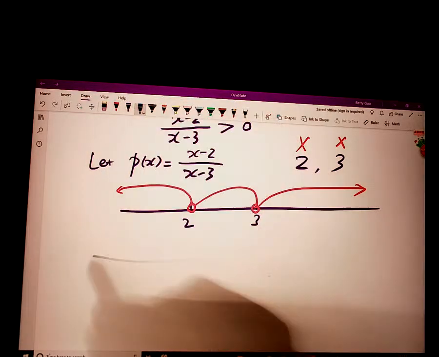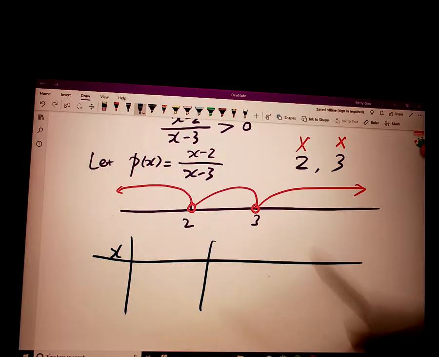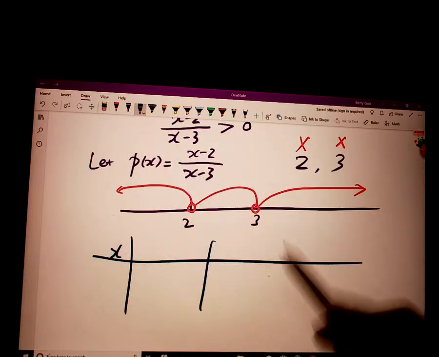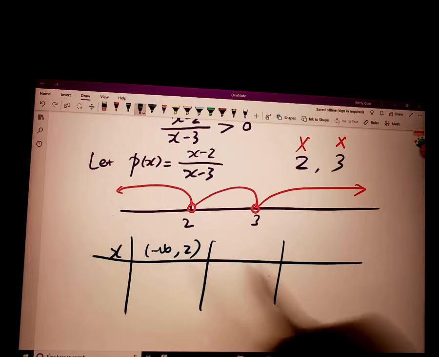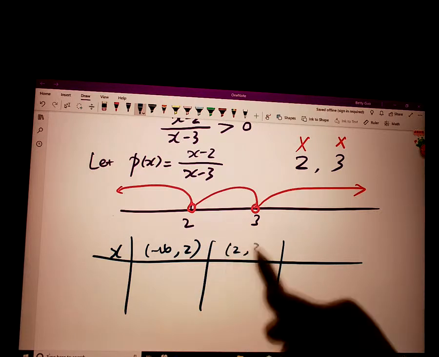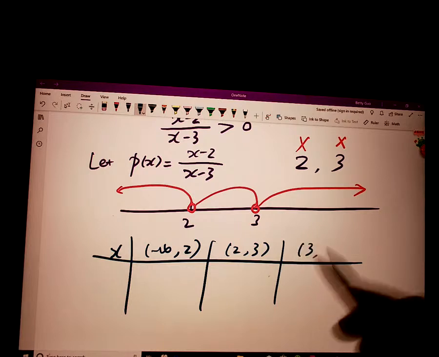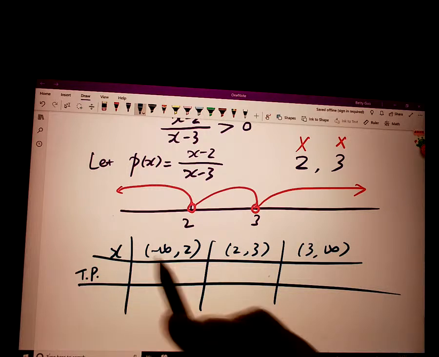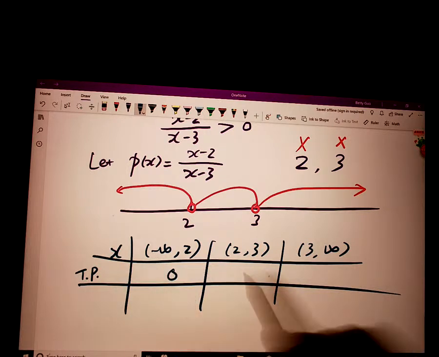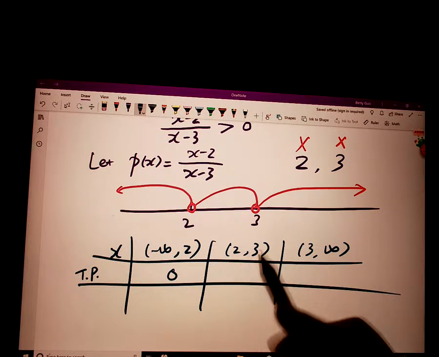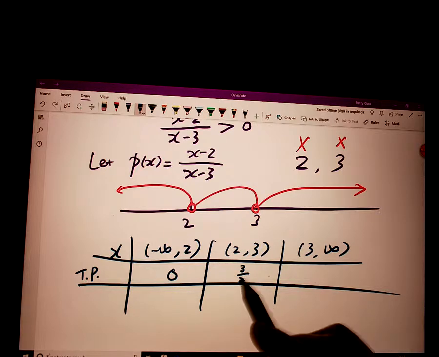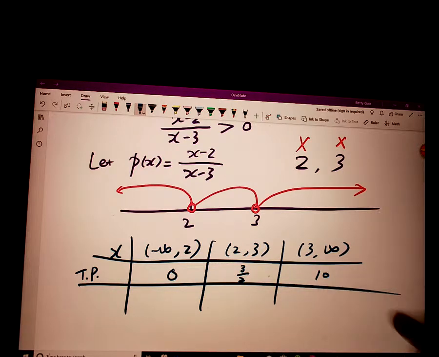I want a blue color. Row 1, three intervals. First interval, negative infinity to 2, open. Second interval, 2 to 3, open. Third interval, 3 to positive infinity, open. Row 2, testing points. From negative infinity to 2, I choose 0 because it's convenient. From 2 to 3, unfortunately, we don't have an integer between 2 and 3, so I will try 1.5 or 3 over 2. And here I will use 10.